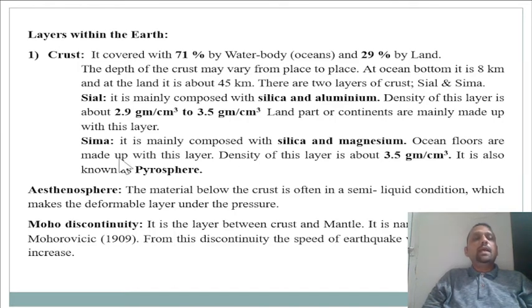Then there is one layer in a semi-liquid condition, which is known as the asthenosphere. The material below the crust is often in a semi-liquid condition, which makes it a deformable layer under pressure. So it can take different forms under pressure. After that, there is one discontinuity introduced by the scientist Mohorovičić in 1909. It is a layer between the crust and mantle. It is named after the scientist Mohorovičić. From this discontinuity, the speed of earthquake waves, that is seismic waves, suddenly increases.